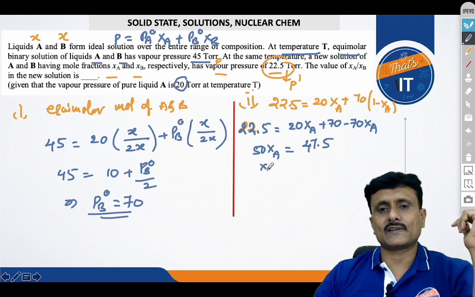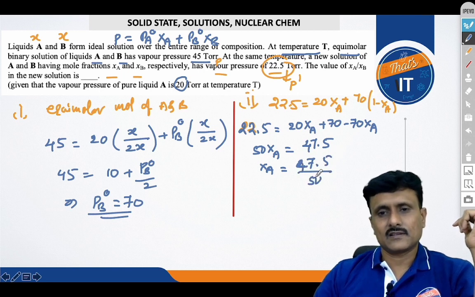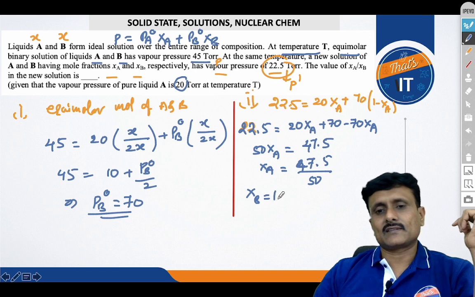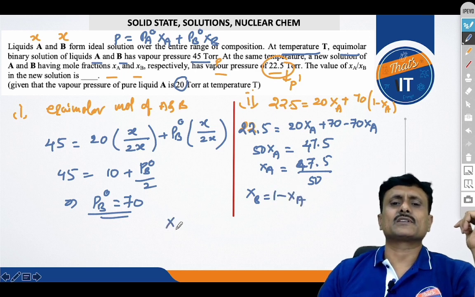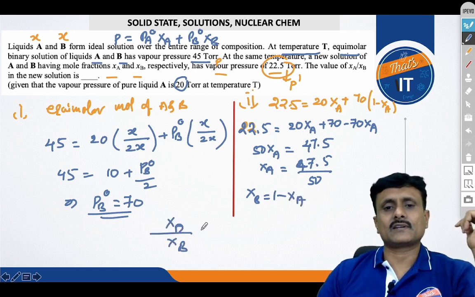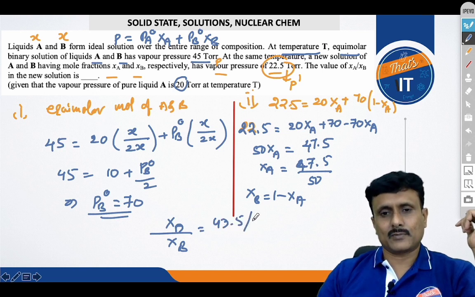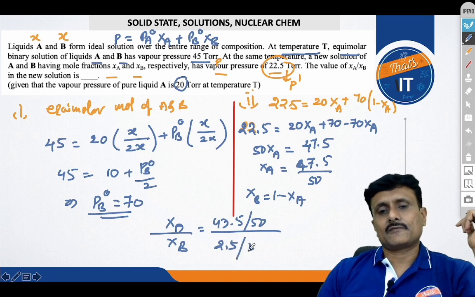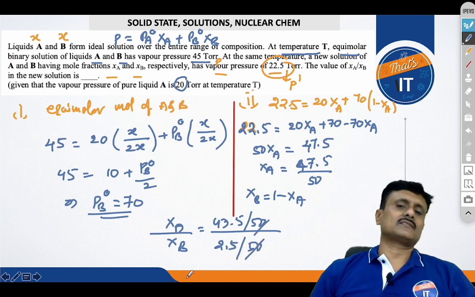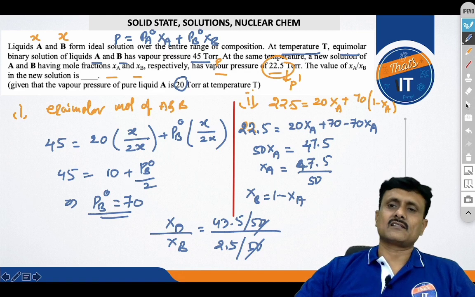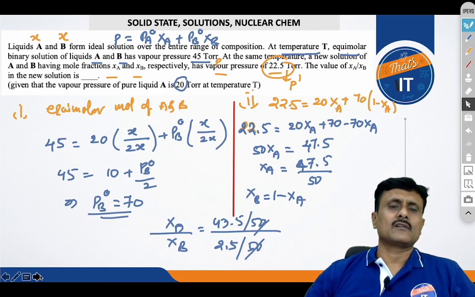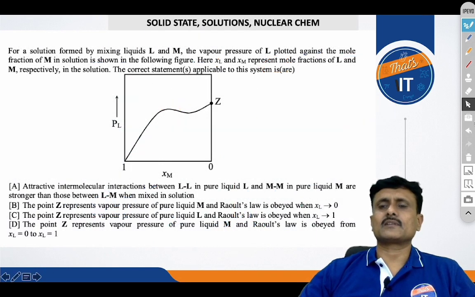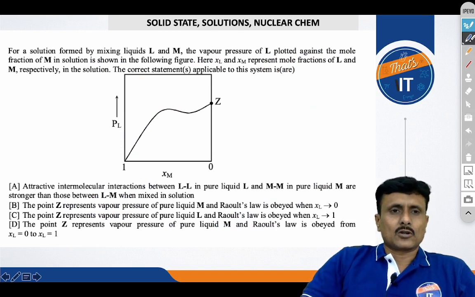So you got the value of XA, right? 47.5 divided by 50, and you know XB is nothing but 1 minus X. So you just find out the ratio of XA by XB, that is 47.5 upon 50 divided by 2.5 upon 50. So there lies your answer, right? Looks to be simple, right? Again, formula oriented, more of less logic, more formula, concept is less, formula is more dominating.